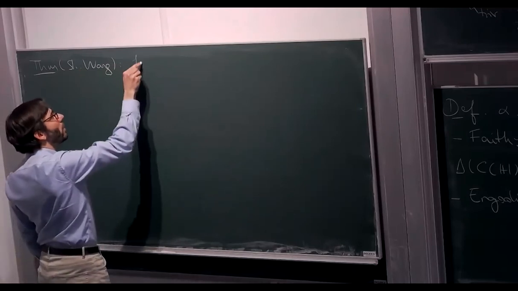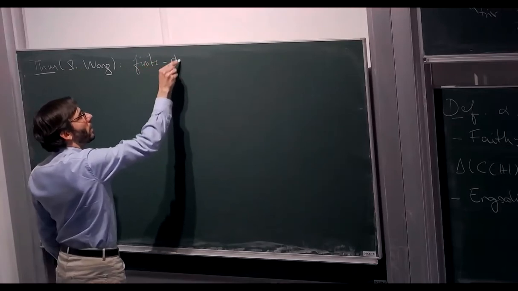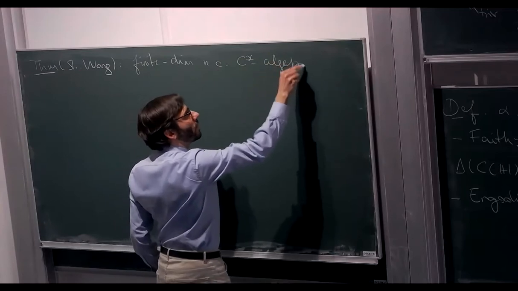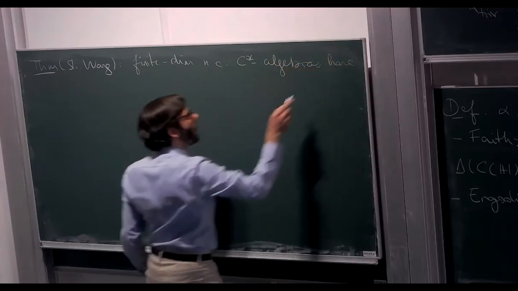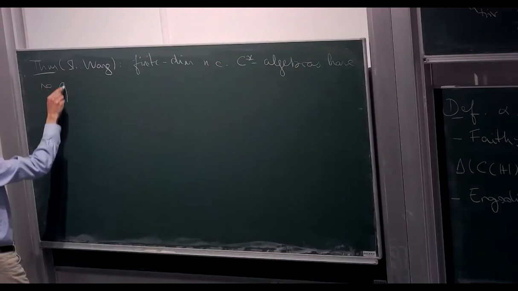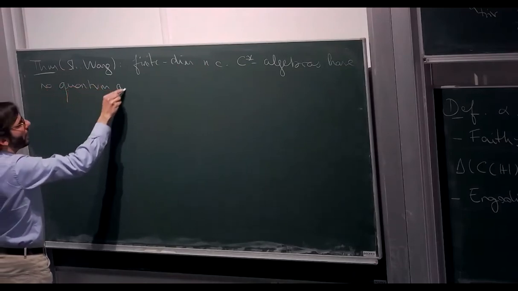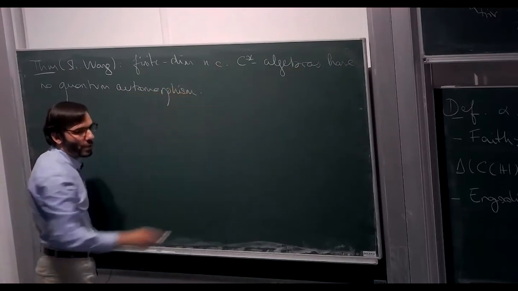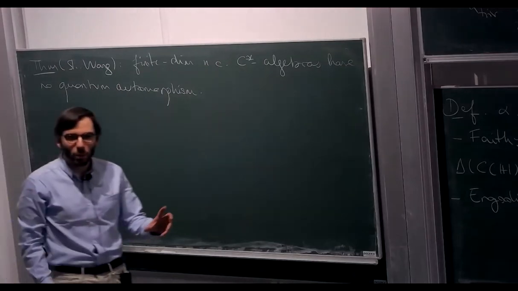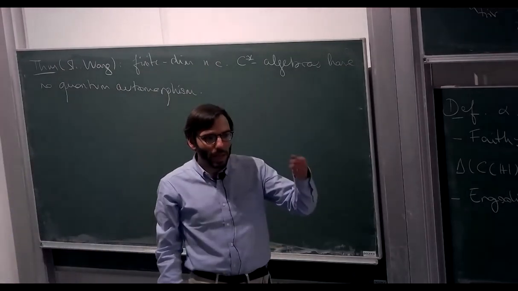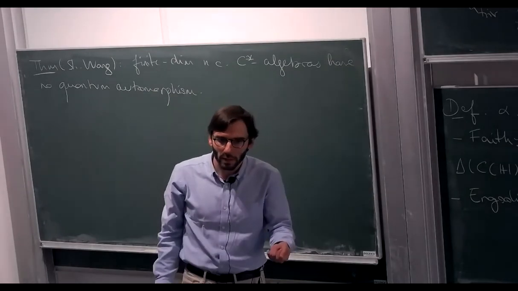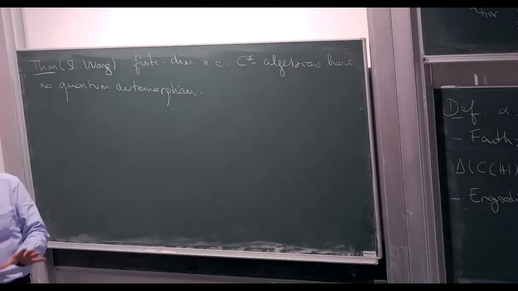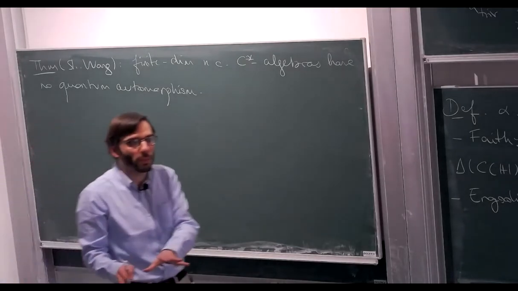So finite dimensional non-commutative C-star algebras have no quantum automorphism group. I gave you the reason: it's because they have to preserve a state. So then you could say, okay, but now what about quantum groups acting and preserving a given state? If I fix a state, then what he proved is you get a quantum automorphism group if you only look at actions preserving a given state that you fixed before.